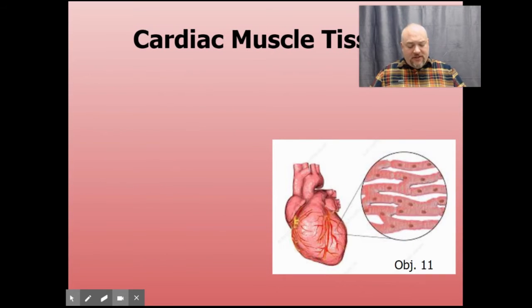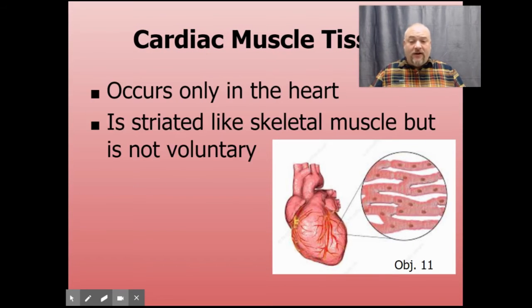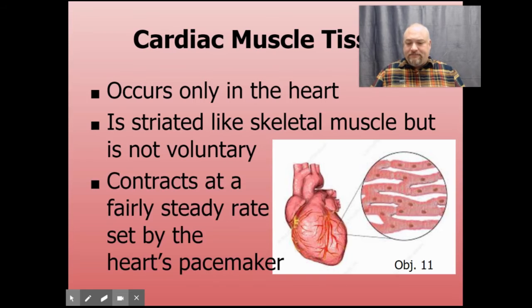Cardiac muscle tissue, on the other hand, is found only in the heart. It's striated like skeletal muscle. You've got those little perpendicular stripes where the actin and the myosin overlap, but it is not voluntary. We cannot consciously control the contractions of our heart. We can indirectly influence it by calming ourselves down or stressing ourselves out, which might slow down and speed up the heart muscle, but we can't directly control it consciously.